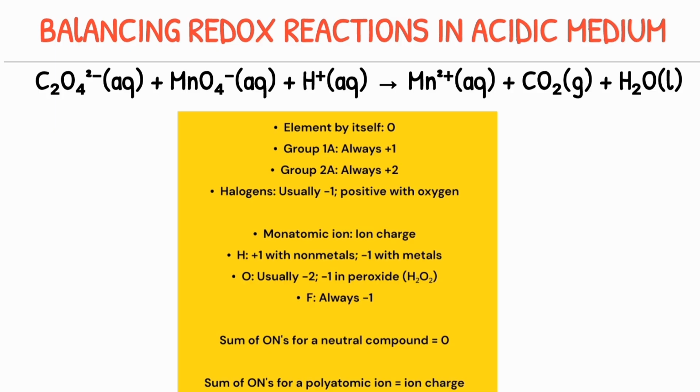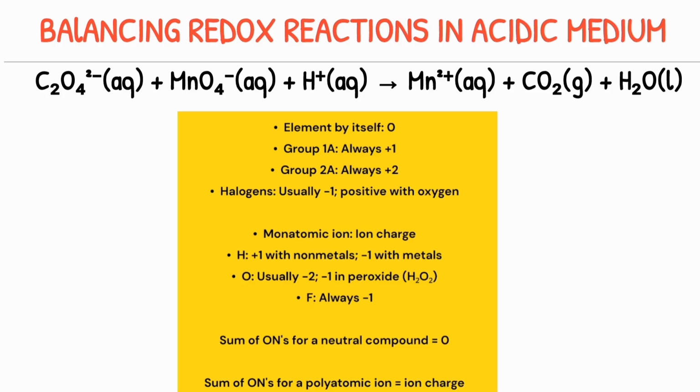For example, a neutral compound like carbon dioxide. A neutral compound is a compound with no charge. It is not negative and it is not positive, it is just neutral. The sum of their oxidation states will always equal 0. The same goes for sodium chloride, sodium carbonate, and so on.